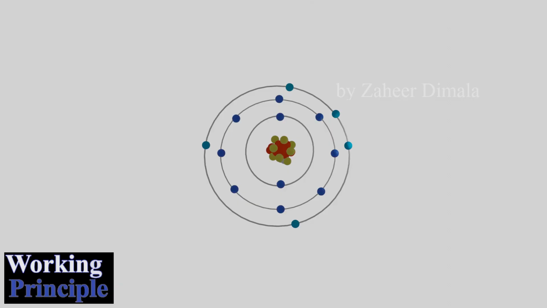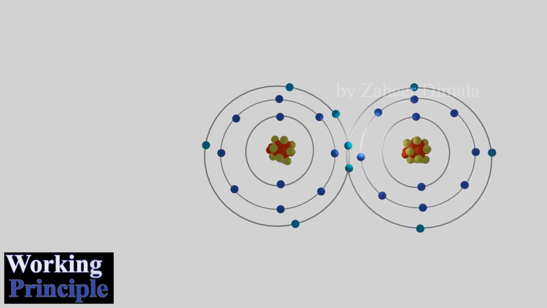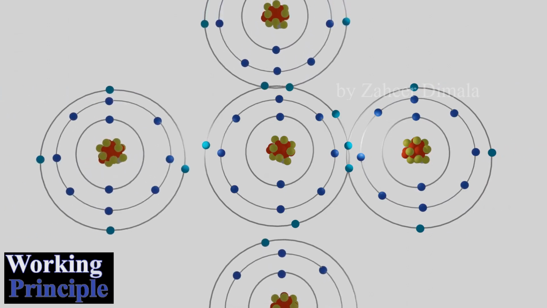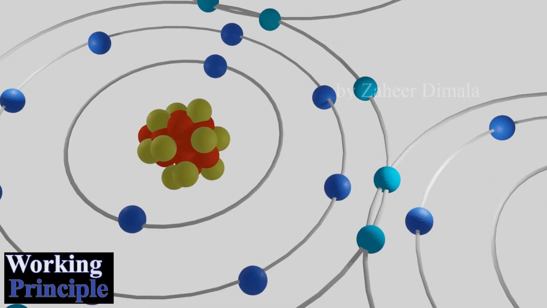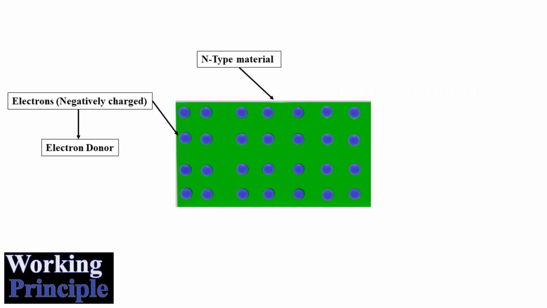Now, let us look at an element which has 5 valence electrons, or rather a pentavalent atom. It offers 1 extra electron in a covalent bond with silicon. The extra electrons cause the material to become negatively charged and have a tendency to donate electrons. Such a material with an abundance of negative charge and electrons free to react can be called an n-type material.